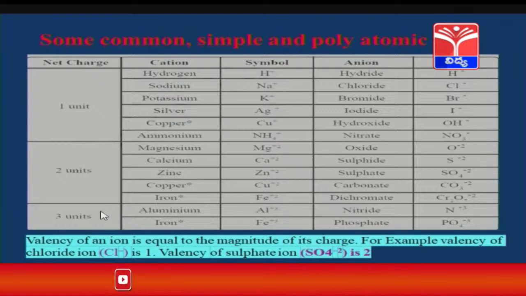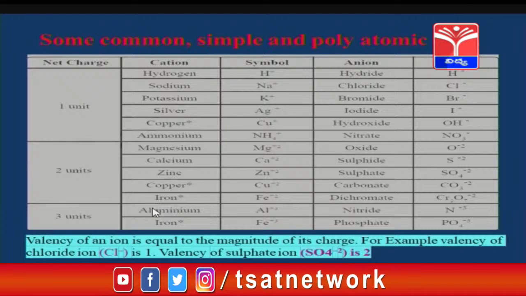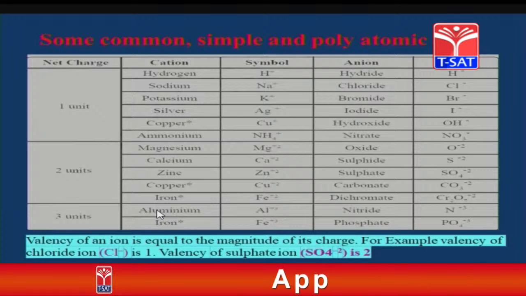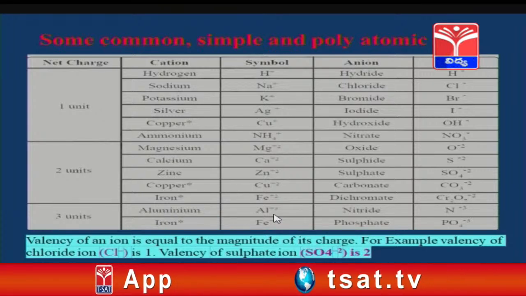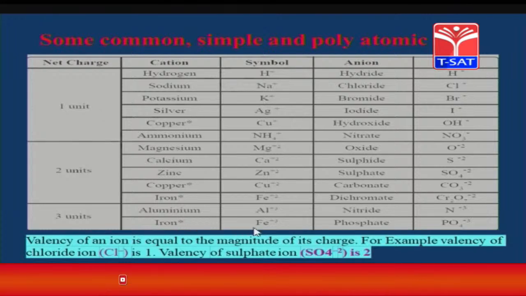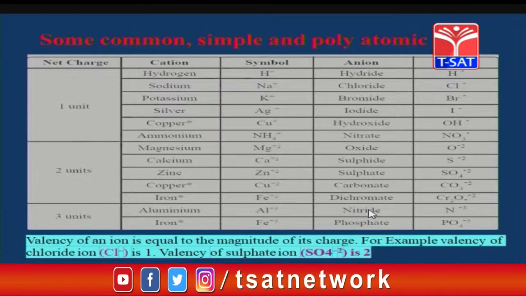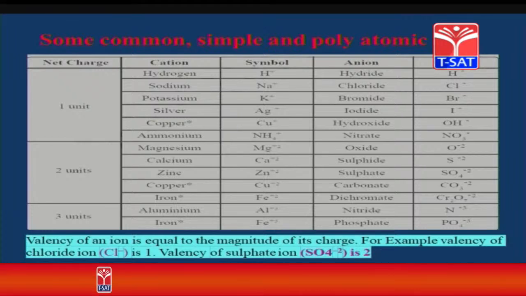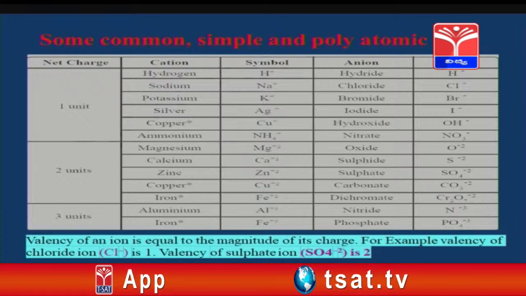Now, net charge 3 units. Examples for cations: aluminium loses 3 electrons and forms the Al3+ ion. Iron loses 3 electrons and forms the Fe3+ ion. And examples for anions: nitrogen gains 3 electrons and forms the N3- ion. Phosphate gains 3 electrons and forms the PO4 3- ion. So, the valency of an ion is equal to the magnitude of its charge.